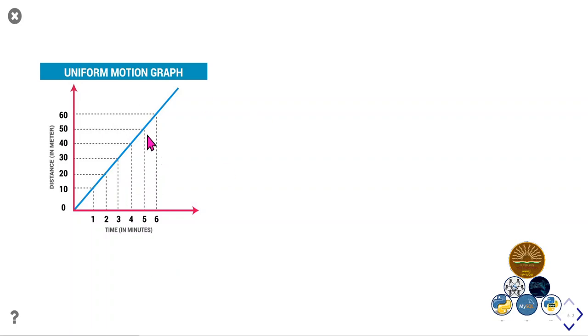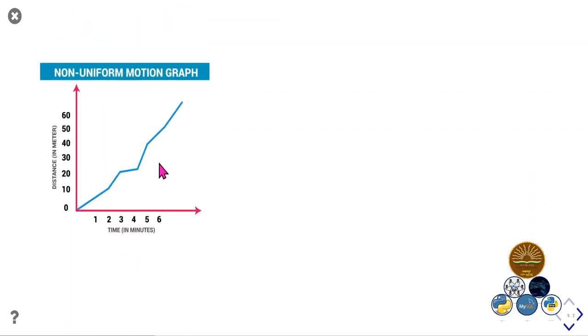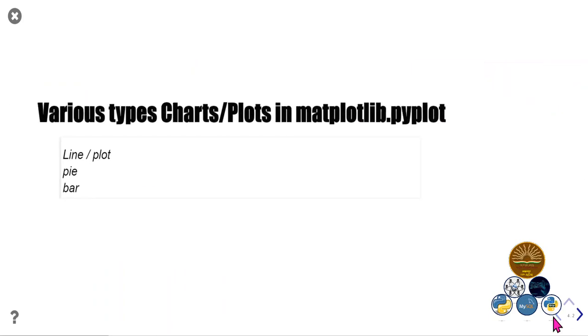Comparing the data, suppose this has only 6 data points available, but if the data is very large, somewhere around 1000 or 10,000, then in those cases these graphs are very, very useful. We'll see another type of graph. Now see, by looking at the graph only, without analyzing the data, you can easily say yes, this is a non-uniform motion, because it is not covering equal distance in an equal amount of time. Again, what is the difference between this graph and that graph?